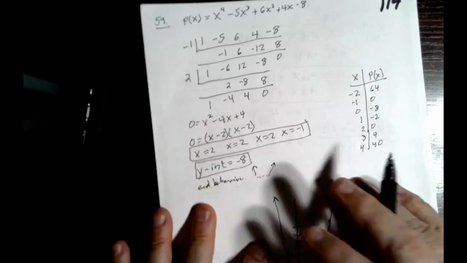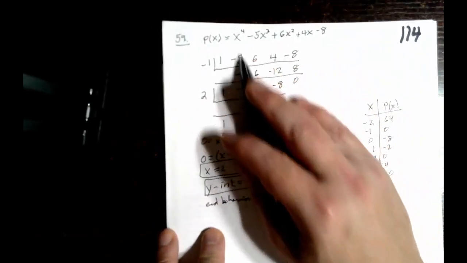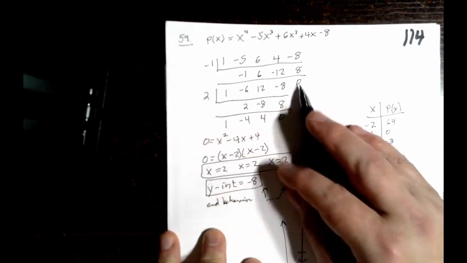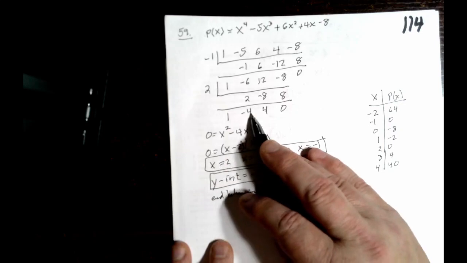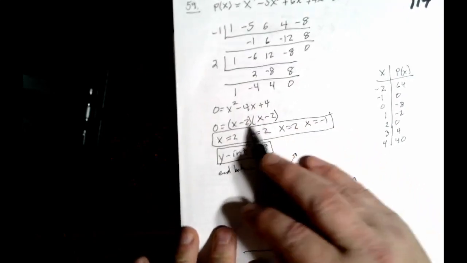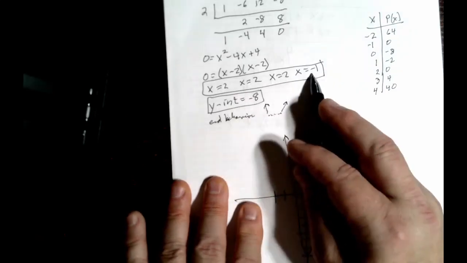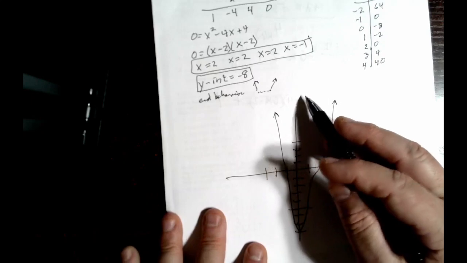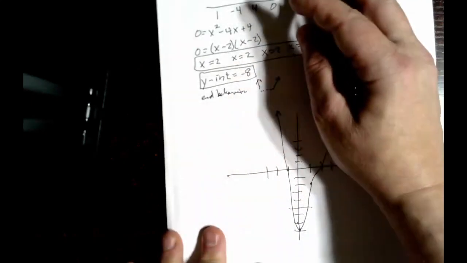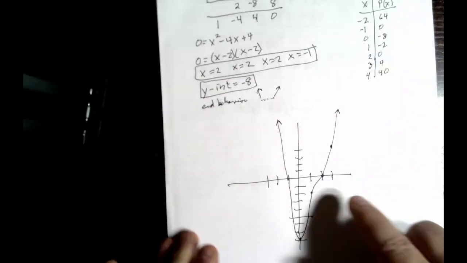Okay, 59. Degree 4. All factors of 8 over all factors of 1. So I tried minus 1. It worked. I tried 2. It worked. And there's your 1x squared minus 4x plus 4. That factors. That gives you 2 more zeros, and you have the other 2 already. There's your 4 zeros, or your 4 x-intercepts. You find your y-intercept by just plugging in 0. There's your end behavior. Plot a few more points, and you got it.